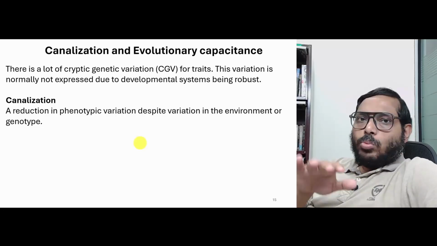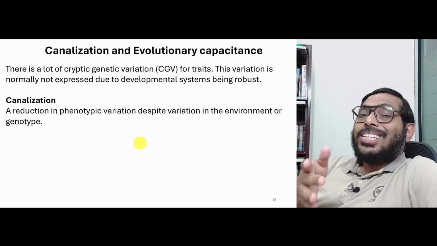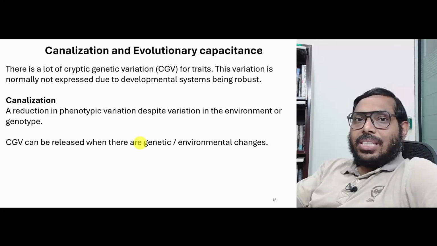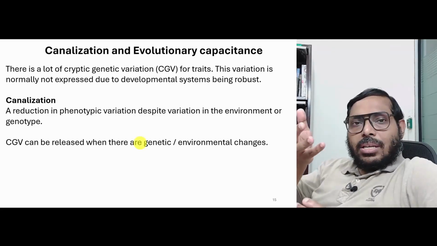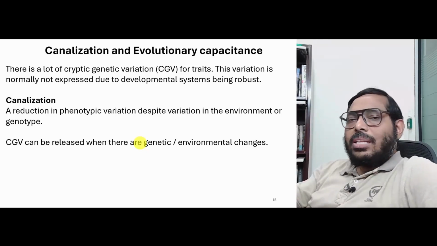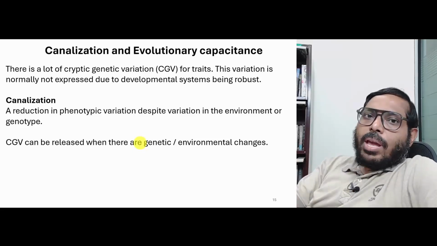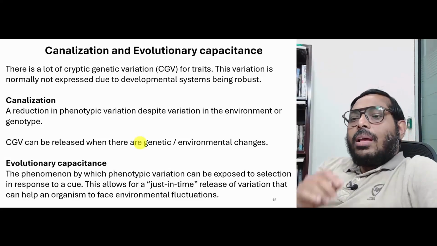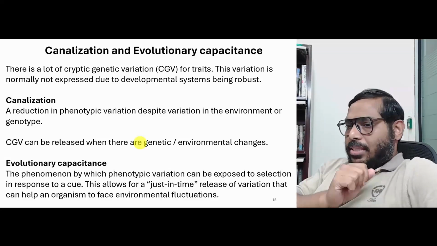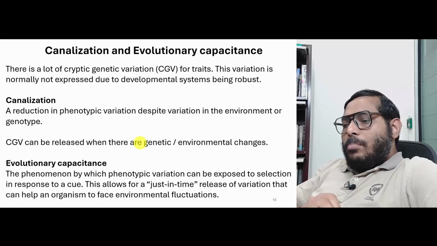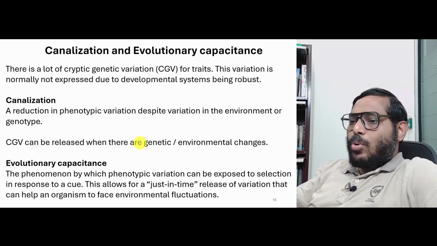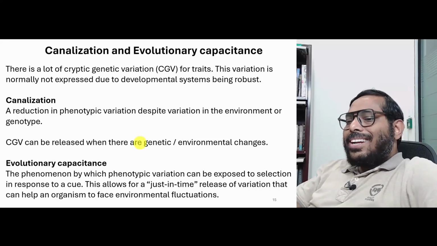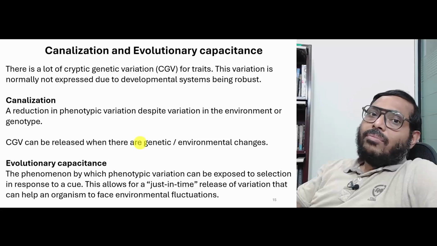If the environment changes too much such that it becomes a pressure, it becomes a stress, then the organism needs a way to generate variation. When there are changes at the genetic level or at the environmental level, the way by which organisms do that, like what I showed you in the context of the Mexican tetra, is what is known as evolutionary capacitance. It is the phenomenon by which phenotypic variation can be exposed to selection in response to a cue. So, this allows for a just in time release of variation that can help an organism to face environmental fluctuations.